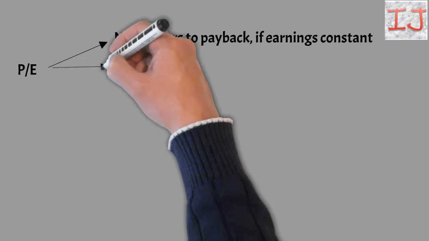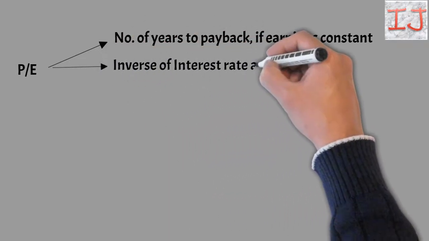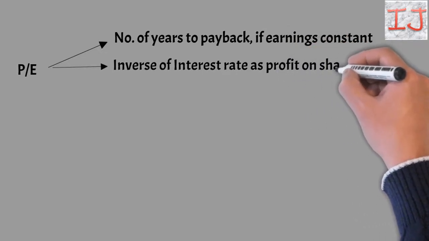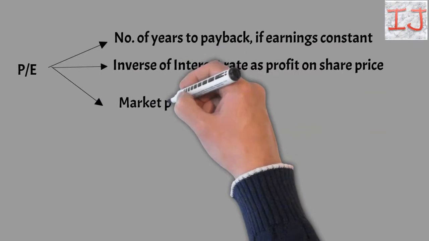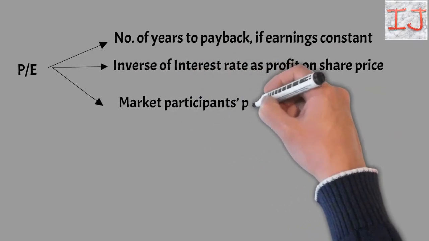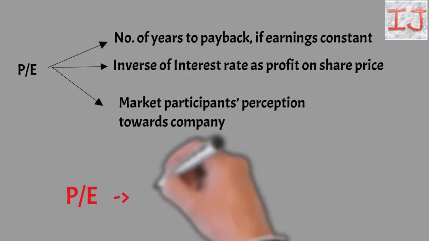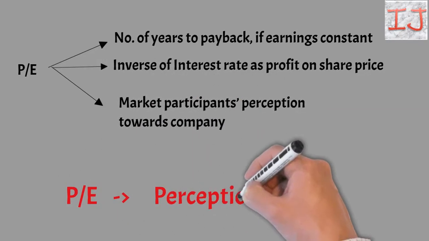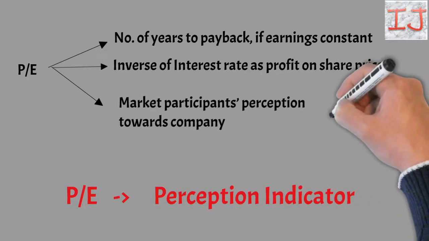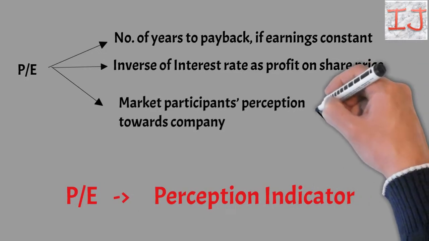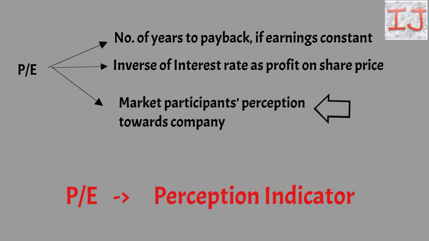Another view is that PE is the inverse of the interest rate that the company earns in terms of profit on the share price. One more view is that its value represents the market participants' perception towards the company. So, rather than calling it PE ratio, let's call it perception indicator. Let's understand the last view, that is perception indicator, in a better way by taking the analogy of a family.